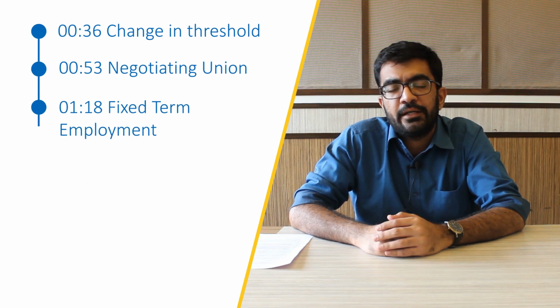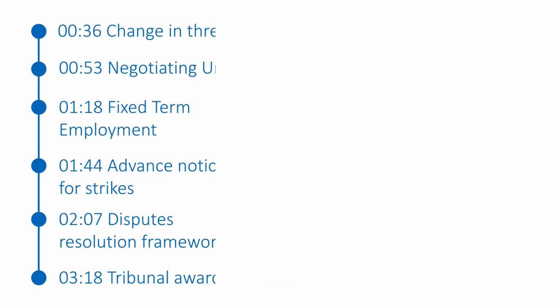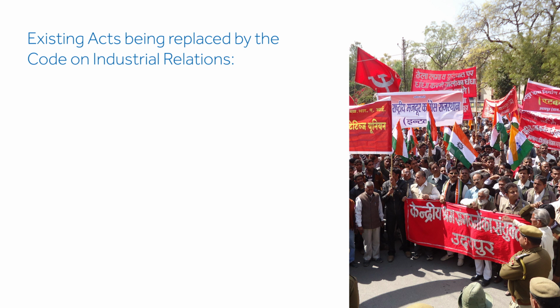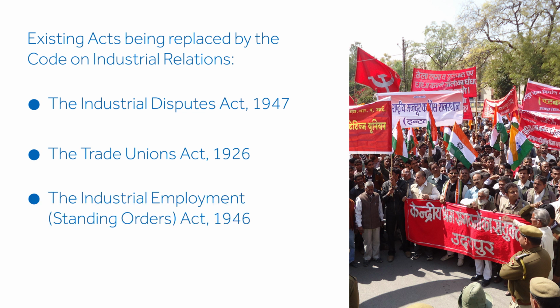This code deals with matters related to industrial disputes, regulation of trade unions, and standing orders in industrial establishments. The code replaces three existing acts: the Industrial Disputes Act 1947, the Trade Unions Act 1926, and the Industrial Employment Standing Orders Act 1946. In addition to merging the provisions of the three acts, the code makes some changes.